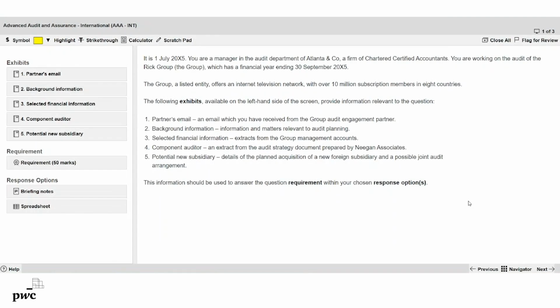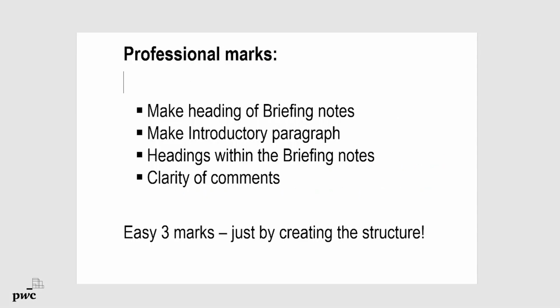We are now familiar with the content of all requirements of all 3 questions. Let's now start working through question number 1. This question includes 4 professional marks. These marks are available for following actions.